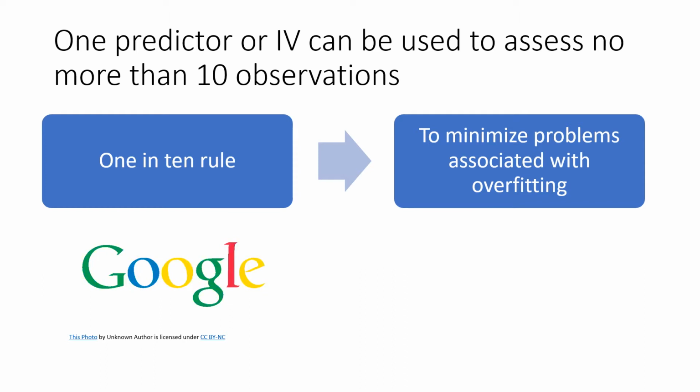And oftentimes we have the 1 in 10 rule in any kind of regression. This 1 in 10 rule means that one predictor or one independent variable can be used to assess no more than 10 observations or cases. That's the meaning of the 1 in 10 rule. You can Google that in layman's terms. And the purpose of the 1 in 10 rule is to minimize problems associated with model overfitting.